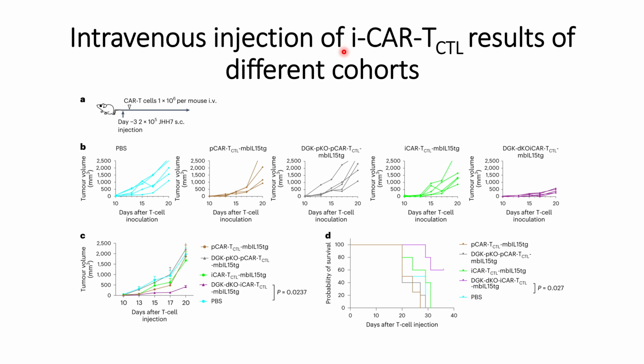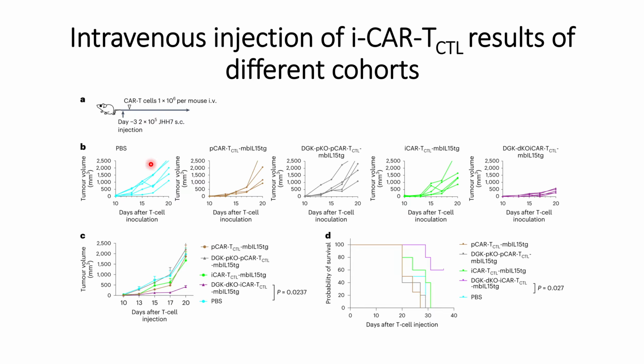So here also they did the experiment in different cohorts or different combinations, and iCAR-TCTL, as I have told many times in our previous videos, are the CAR-T cells derived from mature T cell lineage, which is differentiated from induced pluripotent stem cells. They use the same experimental plan. That is, first they inject the mice with solid tumor cells, and 3 days after that they inject CAR-T cells. This time they did the intravenous injections.